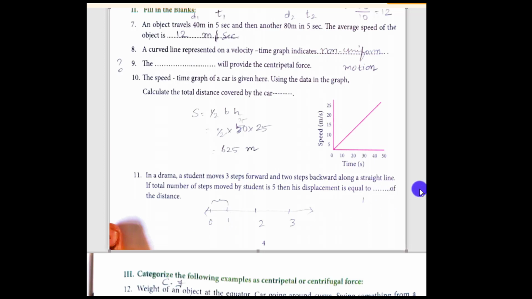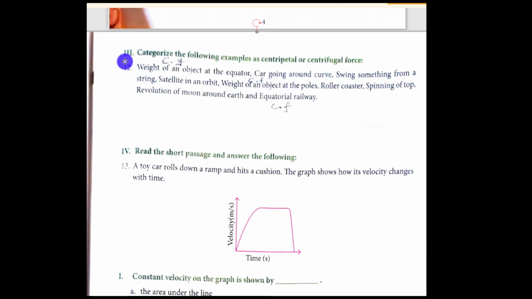One step or feet. One answer is 1 feet, F-E-E-T, of the distance. Or you can write 1 step of the distance. Okay, the total distance is 5 and the displacement is only 1. Come to the next part.